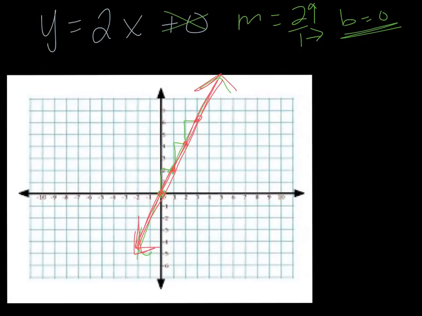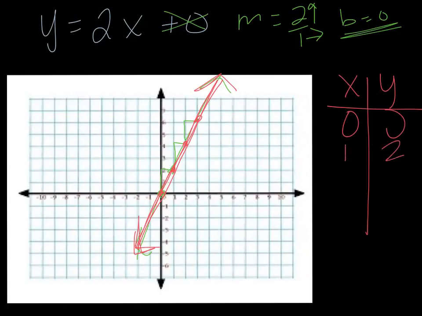And we can make a table from our graph. We have an XY table. We start at 0, 0. Then we put a point at 1, 2. Then we put a point at 2, 4. And we put a point at 3, 6. So this equation and this table have the same meaning. You can represent the same thing 3 different ways: an equation, a graph, and a table.